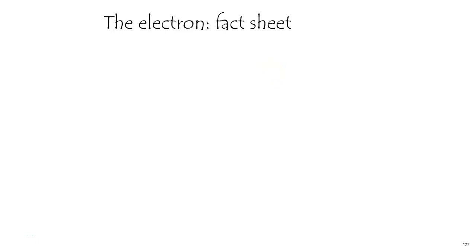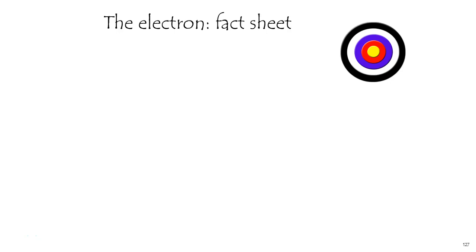Hey, this is Dr. B, and if you've been watching some of my slides in order, you realize that we've shown about a dozen different slides about the electron. Why don't we summarize things with a little fact sheet?